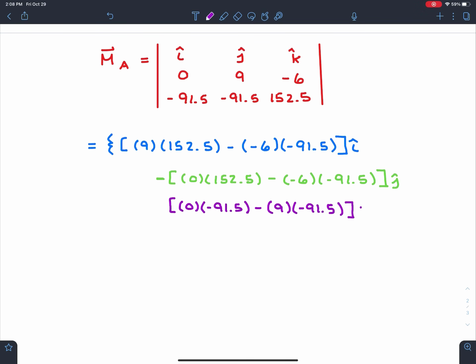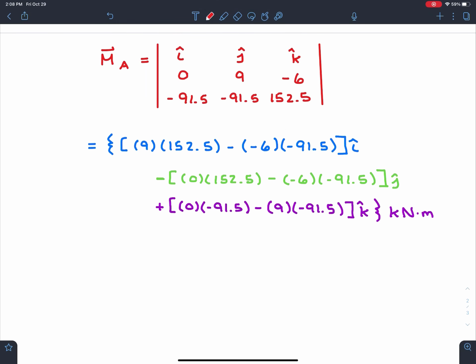So this right here will be for our K component. This will be the end of the vector. And the K component starts off with a positive. It's only that J component that actually starts off with a negative. And since we have moment, it's going to have units of kilonewtons times meter, basically force times distance.